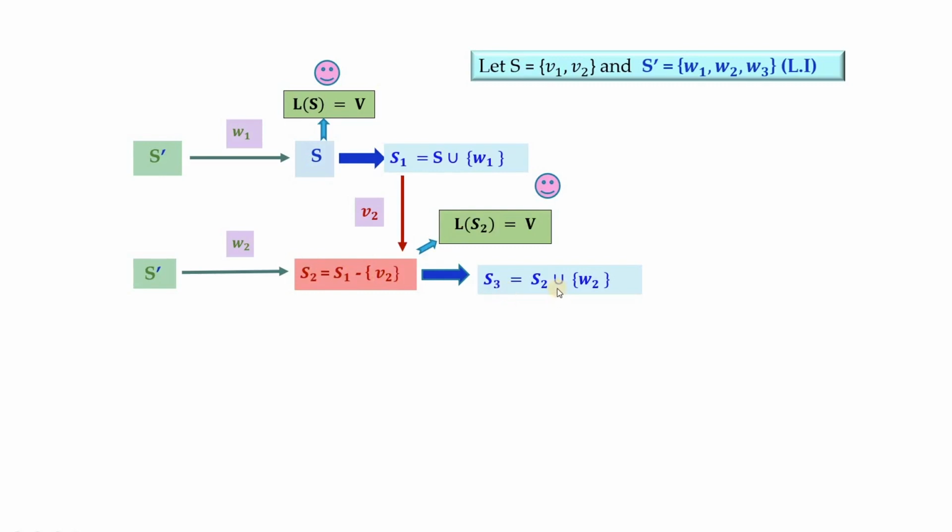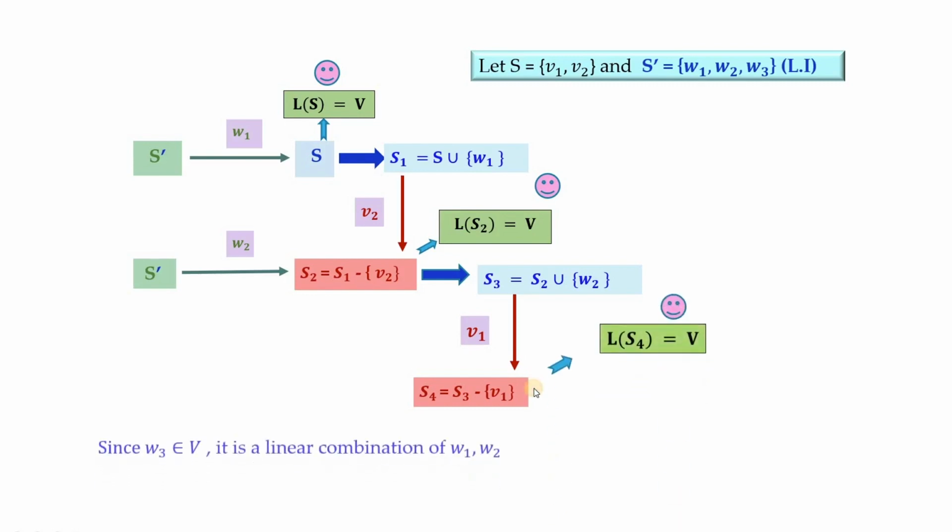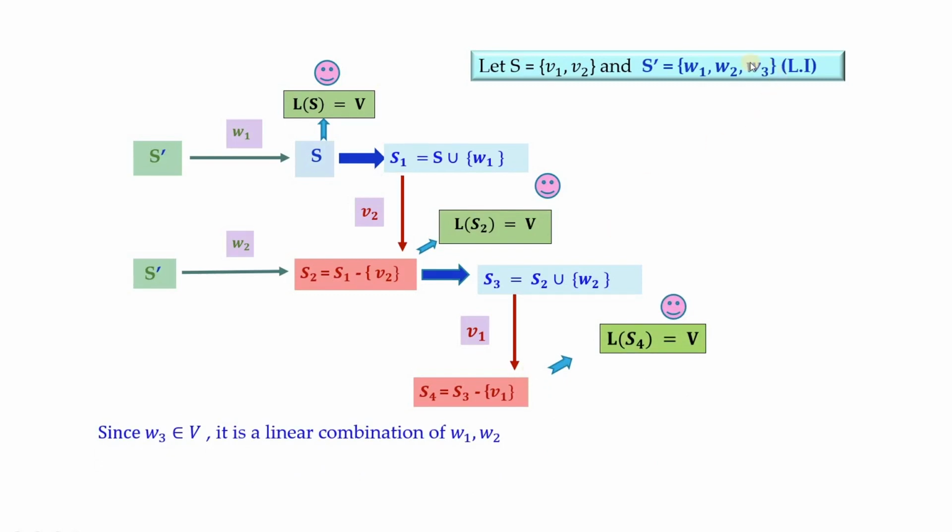Now this will be linearly dependent. So some Vk is a linear combination of its preceding vectors. V2 is already removed, so there is only one, that is V1. So that is removed from this. So we have the resultant set to be S4. And what does this S4 do? S4 still spans our V. So since W3 is a member of S prime, and hence is a member of V, but S4 spans V, so we can write W3 to be a linear combination of W1 and W2.